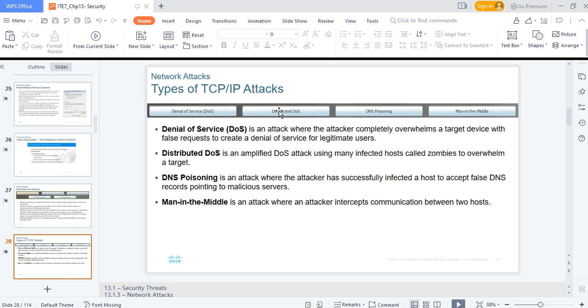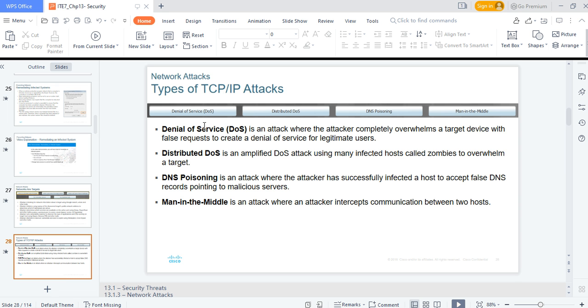Okay, types of TCP/IP attacks. So you can have a denial of service, you can have distributed denial of service, that is DDoS, you can have DNS poisoning, you can have man-in-the-middle attack. Now, anytime you hear the word denial of service, you are saying that your normal IT infrastructure, you being able to print, to browse, to ping a particular service, to download a file, to do most of the basic functions you should be able to do. If you can't do that, you call that a denial of service.